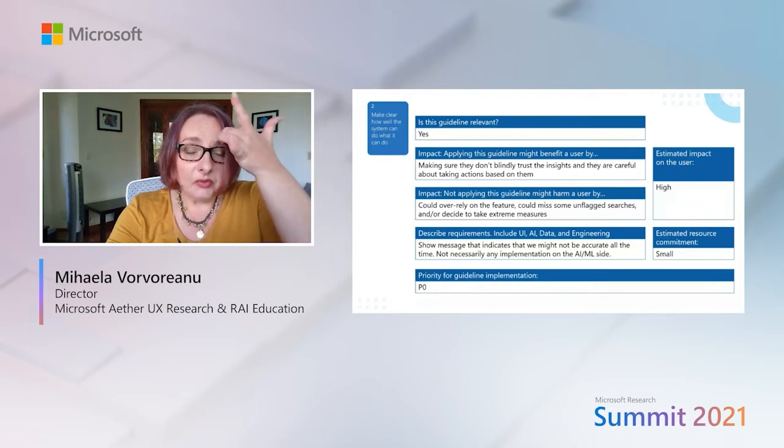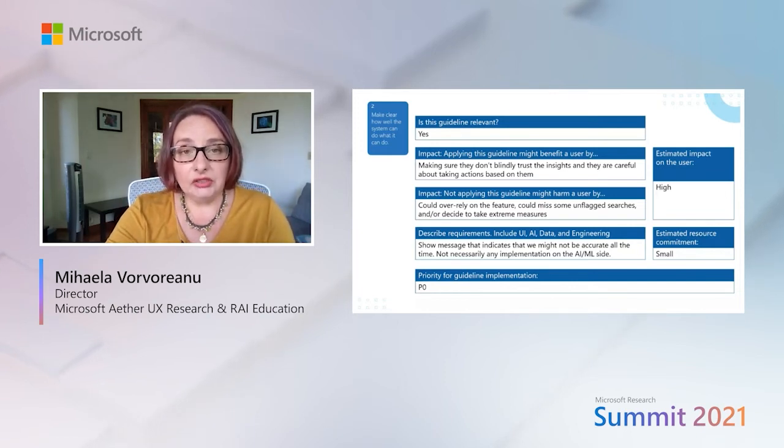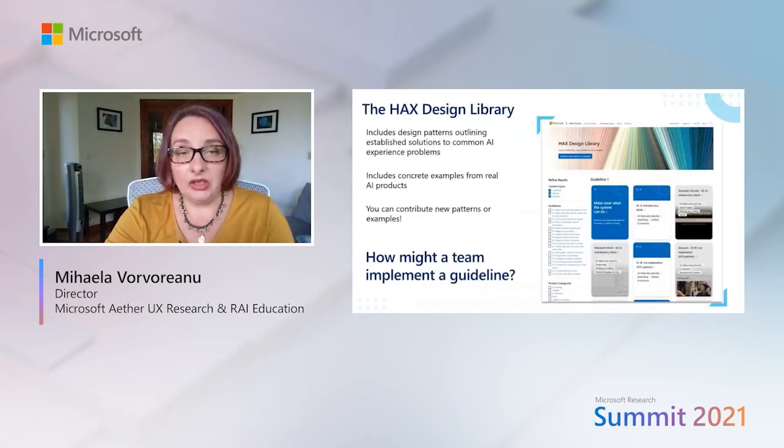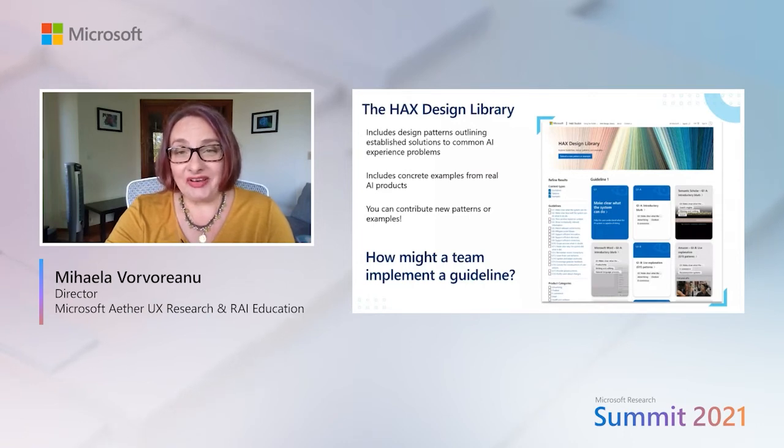And so when we think about how we would implement a guideline, we can go back to the HAX Toolkit and look at the HAX design library for ideas. The HAX design library includes design patterns for some of the guidelines that outline established solutions to common AI problems. It also includes concrete examples from real products. And of course, what's very exciting for us is that anybody can contribute new patterns and examples.